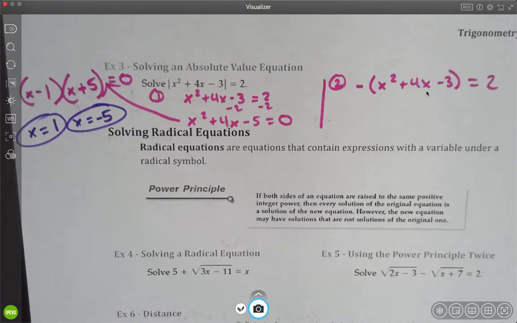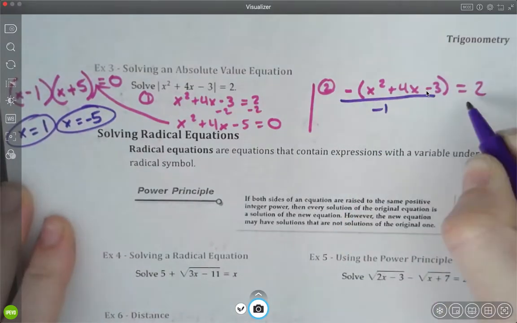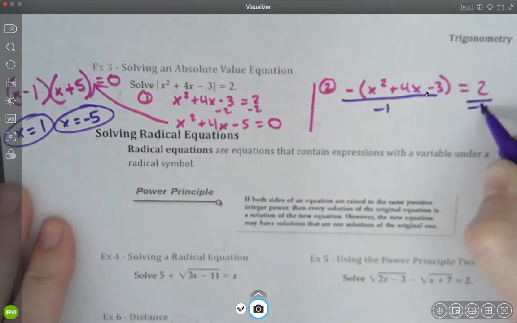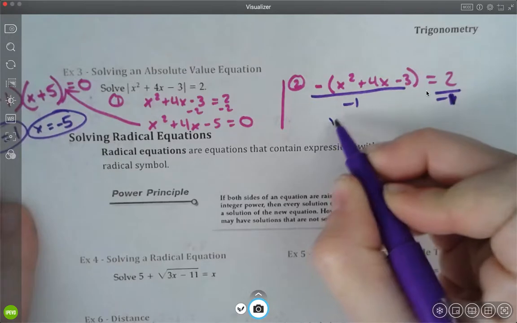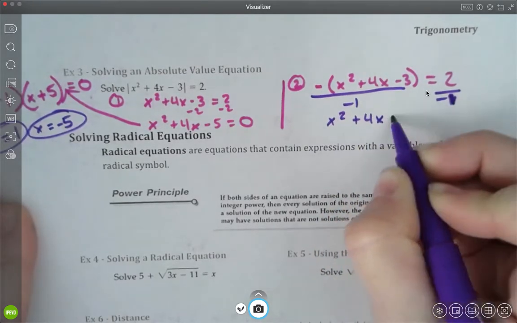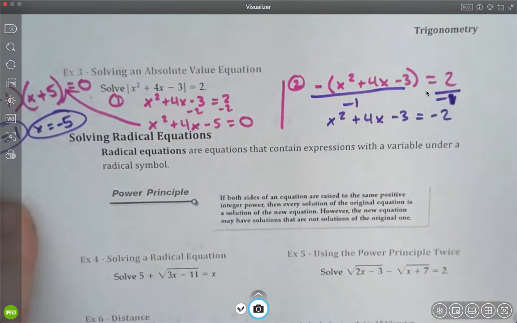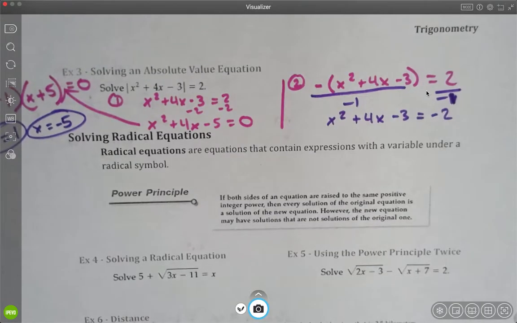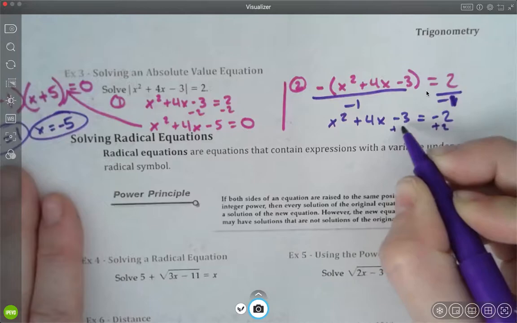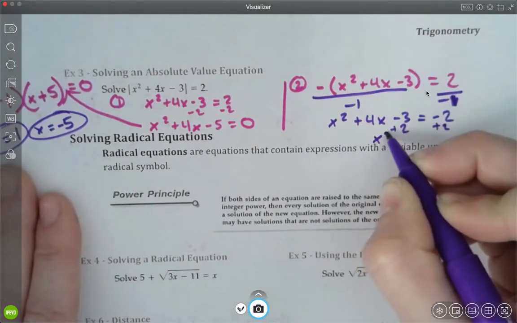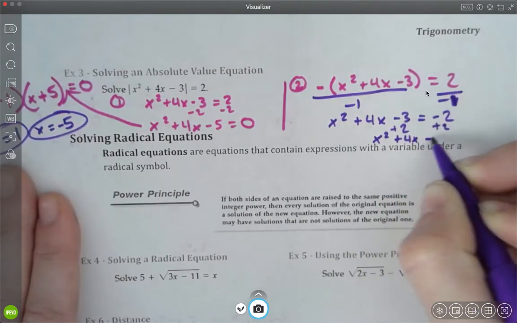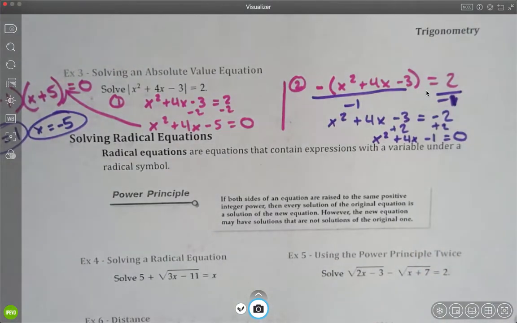Okay, so example 2. What would you like to do? Divide by negative 1. Let's do it. That makes life easier. Okay. X squared plus 4x minus 3 equals negative 2. There we go. Then what? Add it on over. X squared plus 4x minus 1 equals 0.